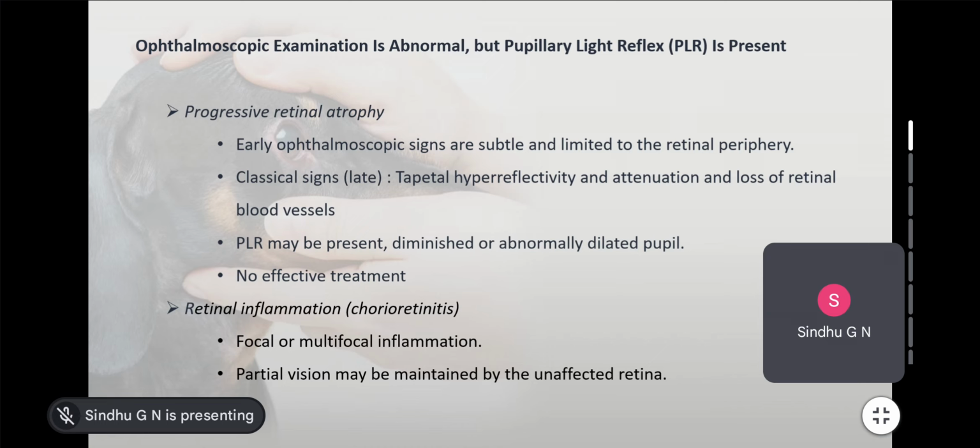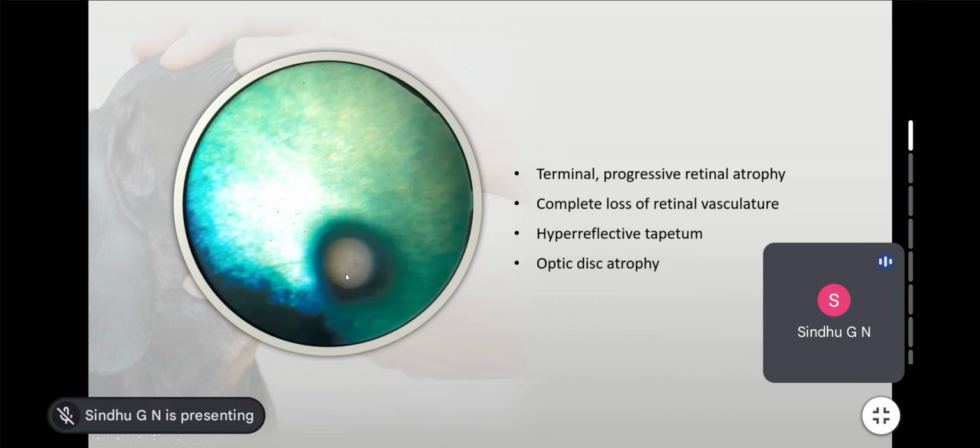Then retinal inflammation or chorioretinitis. In that, there will be focal or multifocal inflammation on the retina, and there can be partial vision due to the unaffected part of the retina. PLR can be positive because some parts of the retina are still functional. So in this picture, it is terminal progressive retinal atrophy. There is no vasculature, no blood vessels at all on the fundus, and the tapetum is hyperreflective. This area is hyperreflective. The optic disc has no blood vessels, and it looks like a grayish disc. So that is progressive retinal atrophy in the later stage.